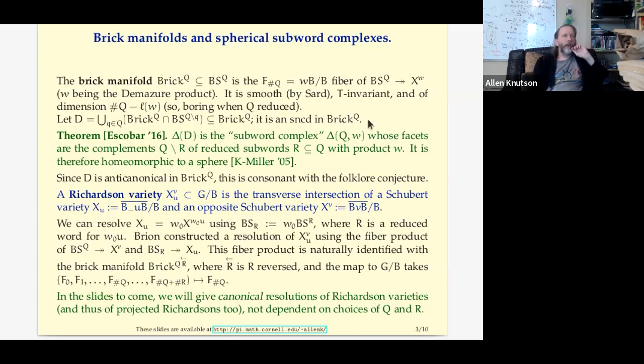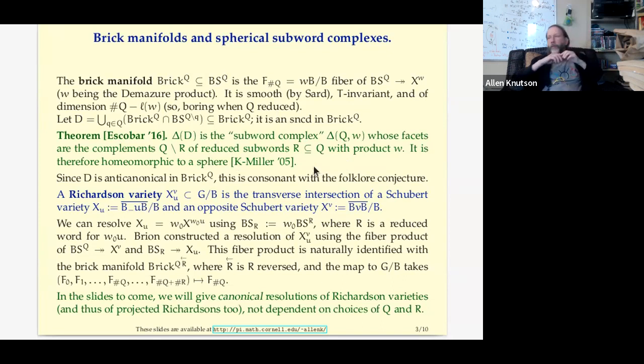And what Laura Escobar observed in her thesis is that the dual simplicial complex to that is a subword complex, which is a kind of simplicial complex that I defined with Ezra Miller 11 years earlier. And it's one of the really nice ones where the subword complex is homeomorphic to a sphere, not a ball.